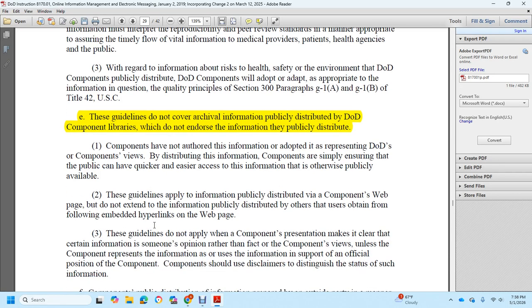These guidelines apply to information publicly distributed on component websites, but do not extend to information publicly distributed by others, obtained by following hyperlinks on the webpage.